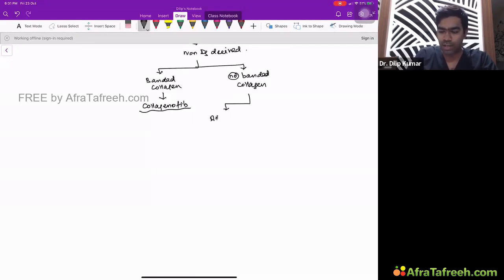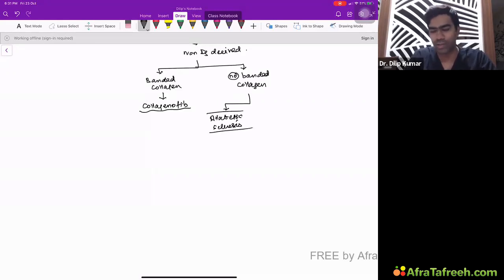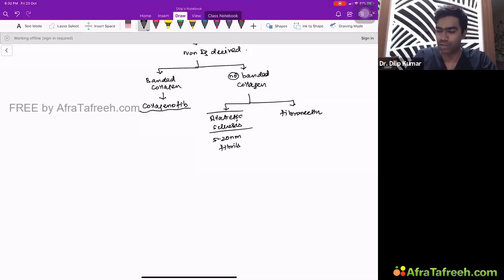One is called diabetic sclerosis or diabetic fibrillosis. Can be called either way, diabetic sclerosis or diabetic fibrillosis. Typically in electron microscopy, they'll have 5 to 20 nanometer fibrils. That's why it's called diabetic fibrillosis also. And the second one is something called fibronectin glomerulopathy. Fibronectin glomerulopathy, typically they will produce 10 to 15 nanometer fibrils.